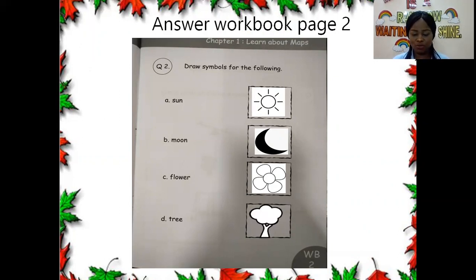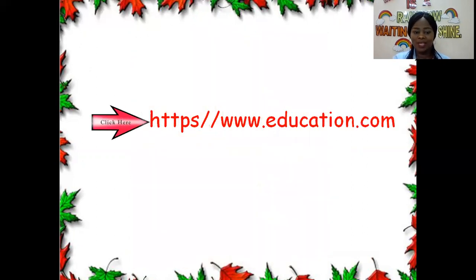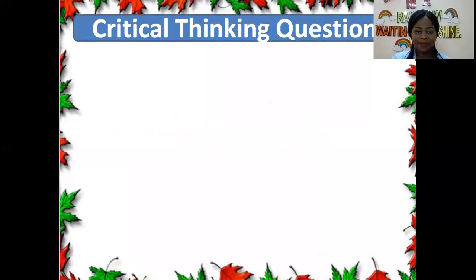Very well, grade 2. Now, can you tell me what these are? They are drawings, right? Very well. And what are they called? They are called symbols. And they represent something. Very well, grade 2. Now, I want you all to click on this link and try to watch the video for more understanding.